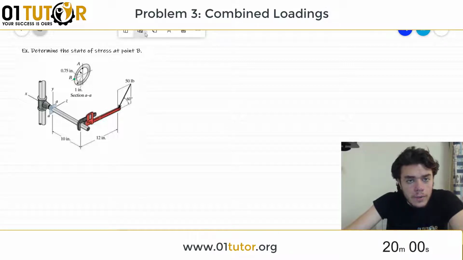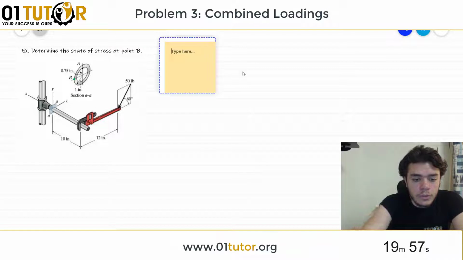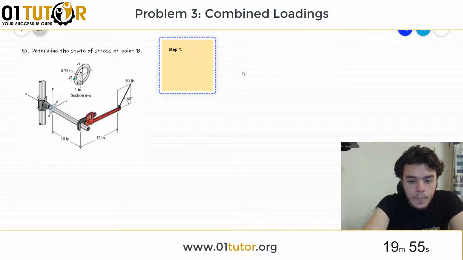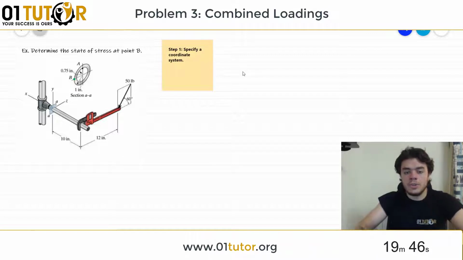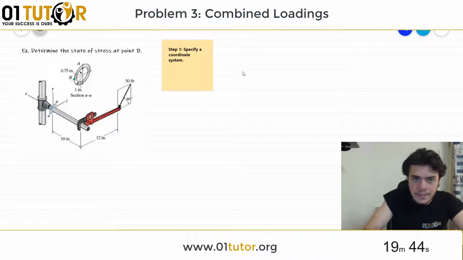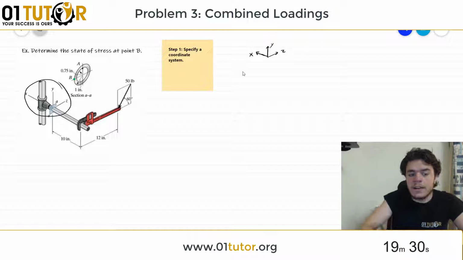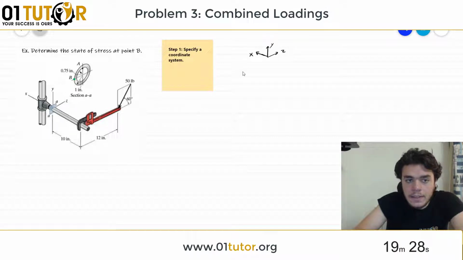So step one, as we know, we need to specify a coordinate system. You should have memorized these steps by now. The coordinate system is already given for us, with y in the upward direction, z in this direction, and x in that direction. So if you look in here, you can find that the coordinate system is given for you.